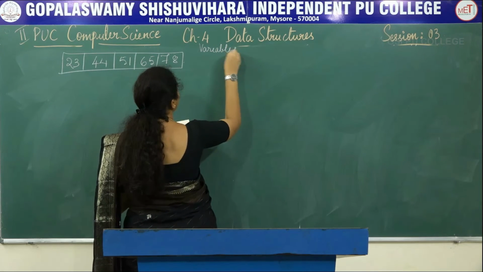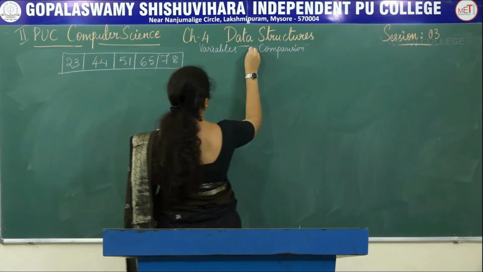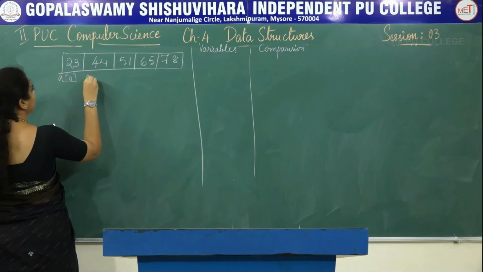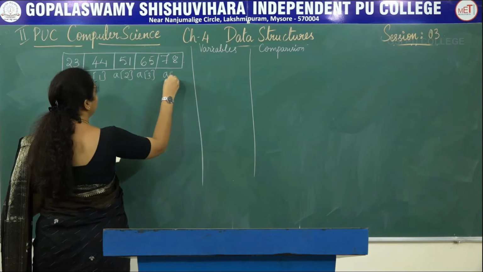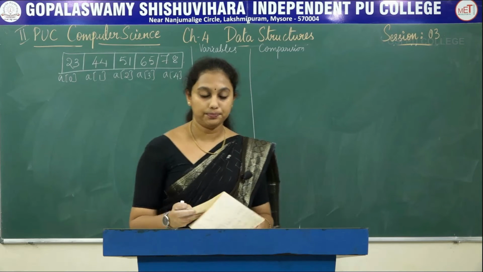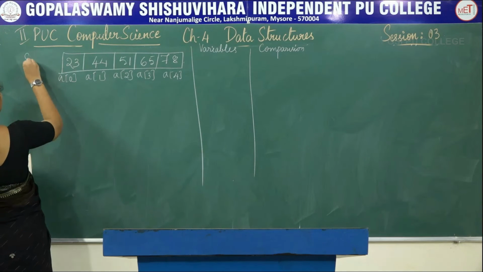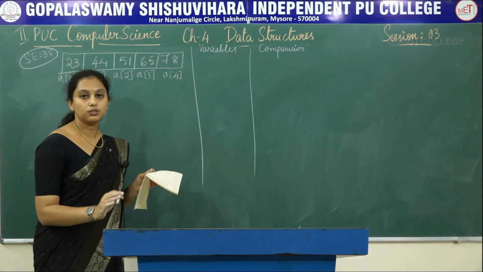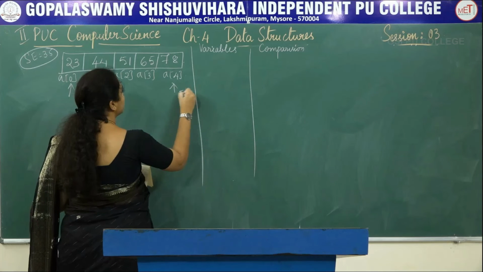Variables and comparison. A of 2, A of 3 and A of 4. So our search element is 35. Search element is 35. So what do we have to do? First we have to mark down the beginning as well as the end. So the beginning is 0, end is 4.